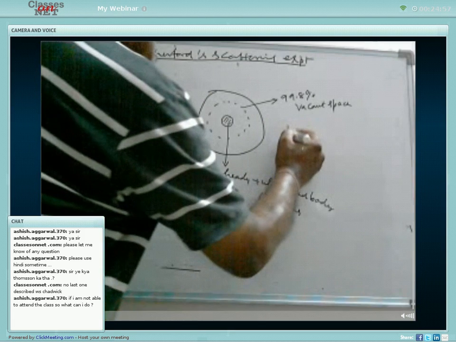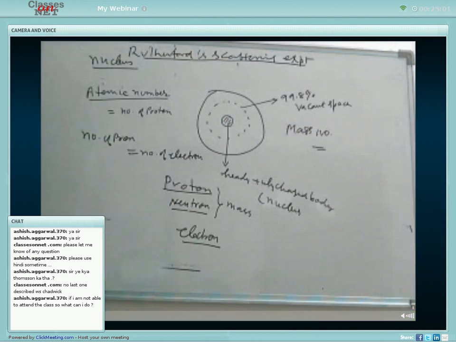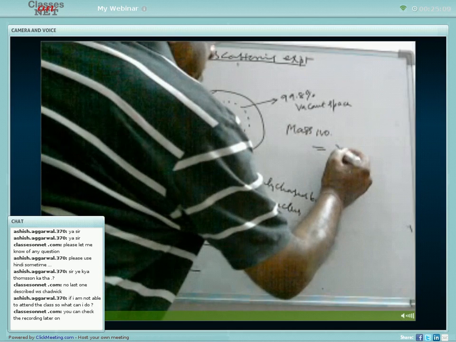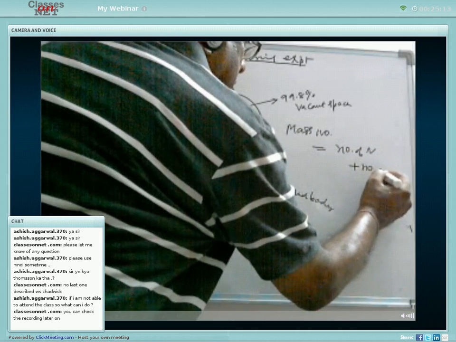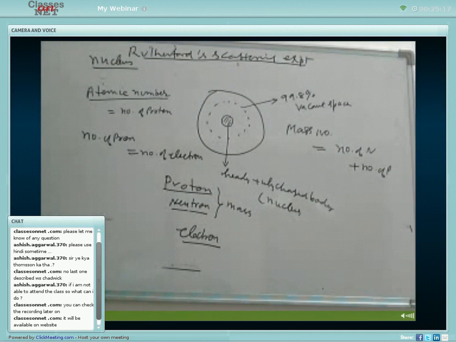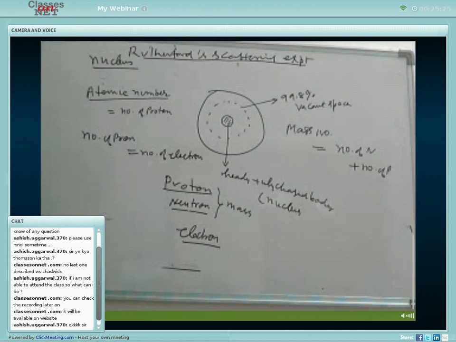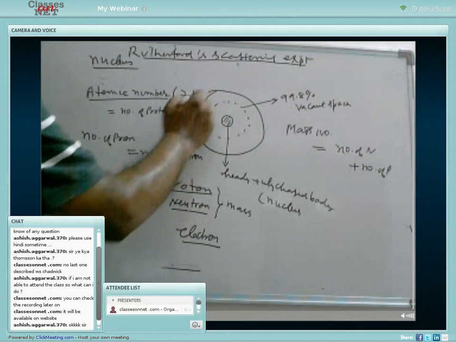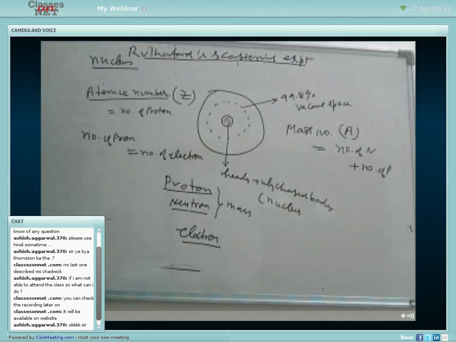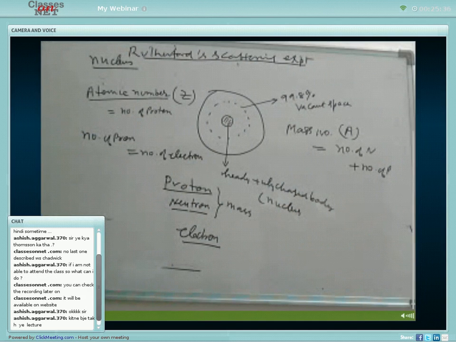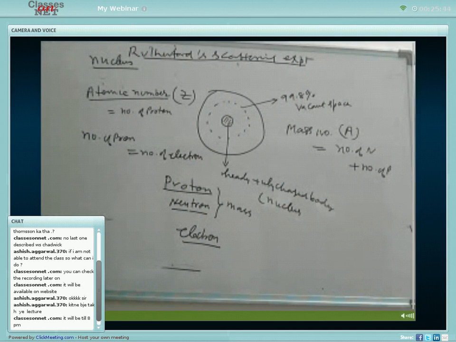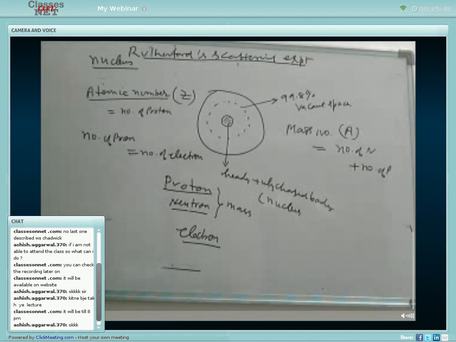Then the mass number. Mass is carried only by the protons and the neutrons, because the electron's contribution is very small. So, mass number is the sum of the number of neutrons plus the number of protons in the nucleus. Atomic number is represented by Z and mass number is represented by A. These are the two quantities which we can explain on the basis of Rutherford's model of atom. Now we come to some commonly used terms. One is, what are isotopes.